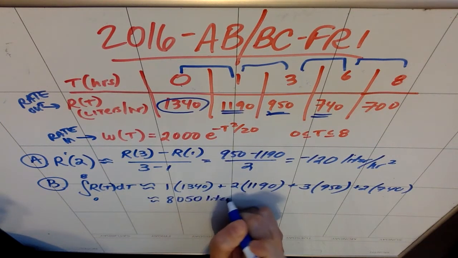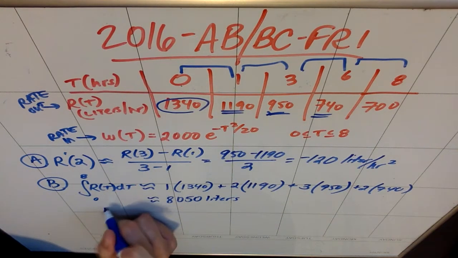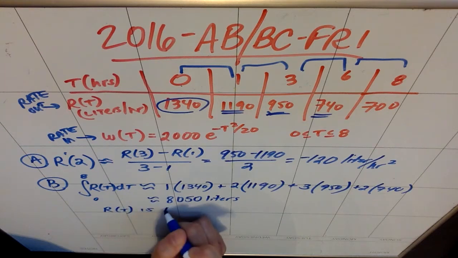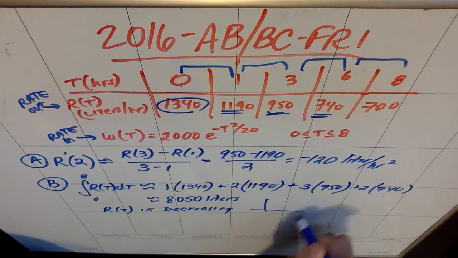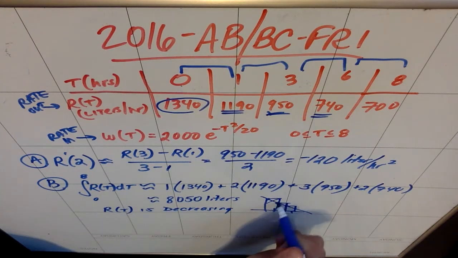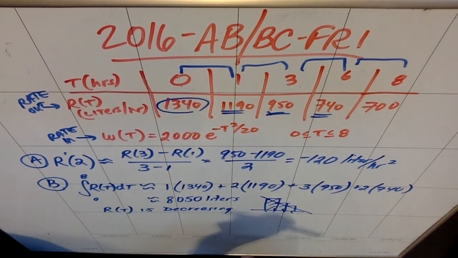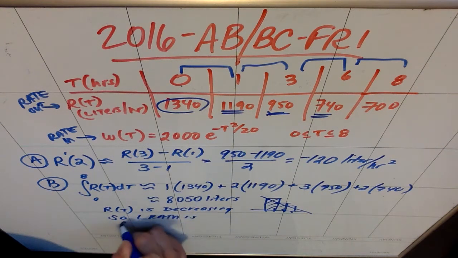8,050 liters, right? Now they ask, is it over or under? So the trick here is that they told you specifically that r of t is decreasing, right? So since r of t is decreasing, if you picture what a decreasing function looks like, if you were to use left RAM on a decreasing function, the left y value is always physically higher than the rest of the graph because the function is decreasing. So what's going to happen is, since the left y value is physically larger than any other value in the interval, LRAM is an overestimate.